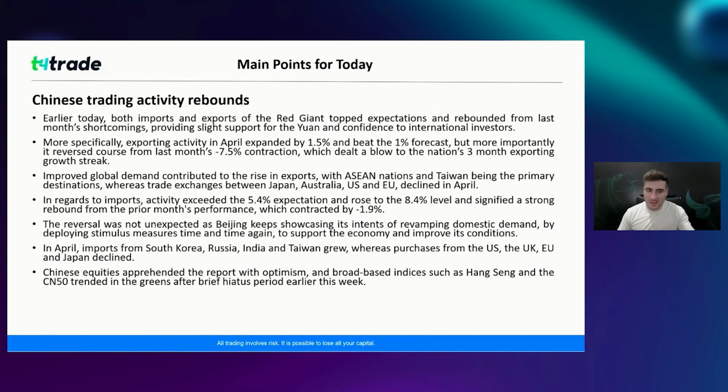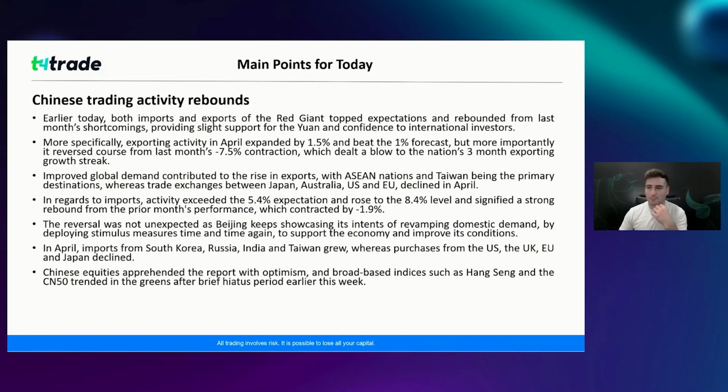So more specifically, going back to trade data, exporting activity in April expanded by 1.5% and beat the 1% forecast. But more importantly, it has reversed course from last month's 7.5% contraction. So a deep contraction was reported last month. Now we see a return to expansion, albeit at a much smaller pace, but still, moving away from contraction territory is certainly something that can be deemed good. And this low last month, which snapped a 3-month-long exporting growth streak, has been patched up in today's session with the latest April trade data from China.